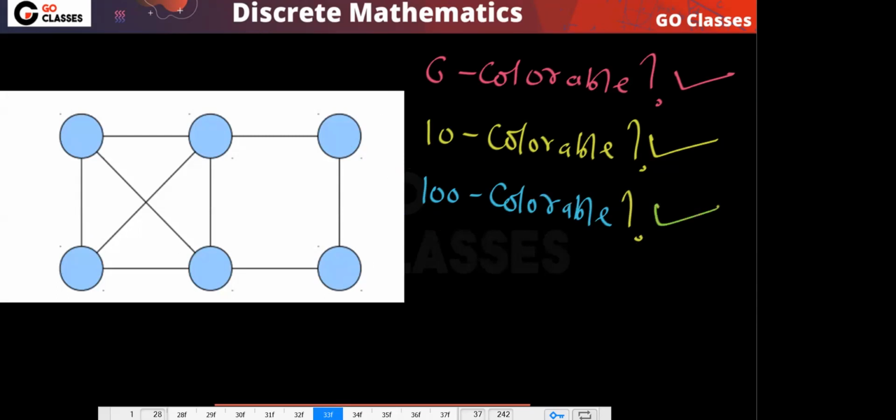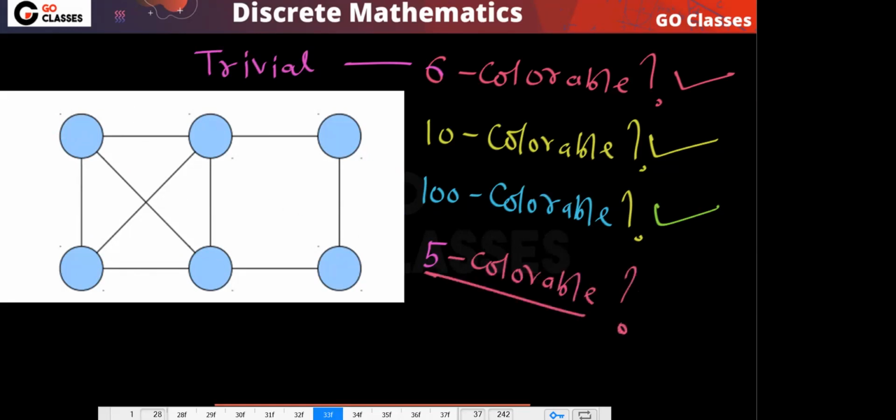Okay, tell me one more thing. Is this 5 colorable? This is 6 colorable, and that is trivial, because you can give different colors to every vertex. Let's see, is this 5 colorable? Can you do it using at most 5 colors? This is what we have to check.